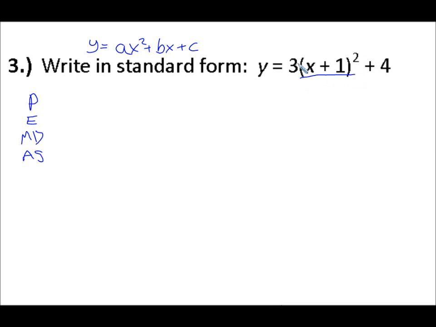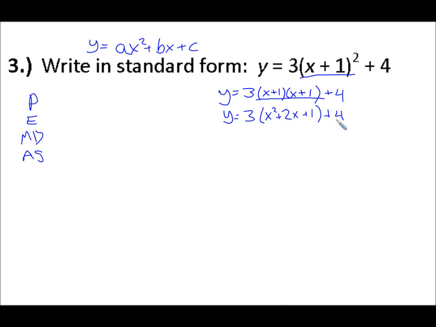Forget about the 3 and forget about the plus 4. We'll deal with those later. We go one at a time. So y equals, keep the 3 there. And we're going to evaluate what is x plus 1 squared. So in other words, it's saying what's x plus 1 times x plus 1. The plus 4 is still hanging out there. Okay, so let's go ahead and square that. Let's multiply. And if you FOIL, or if you do the box method, you do get x squared plus 2x plus 1.